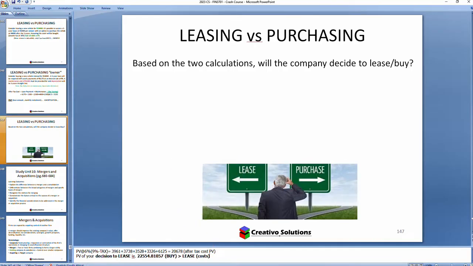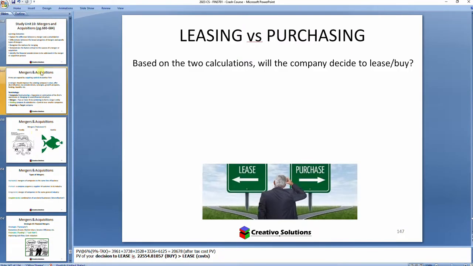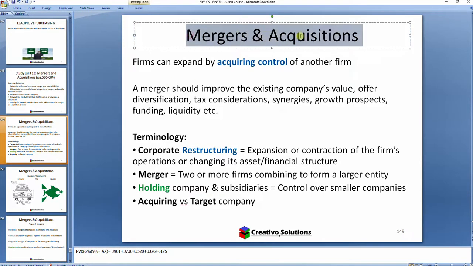Right, Shem, I don't want to keep you too long. I know we've gone quite over. I'm just going to ask you to have a look at the last few slides, which is theory. When looking at study unit 10, I've never seen any calculations here. It's all been theory, just looking at these mergers and acquisitions. I've only ever seen this in multiple choice questions, short questions.